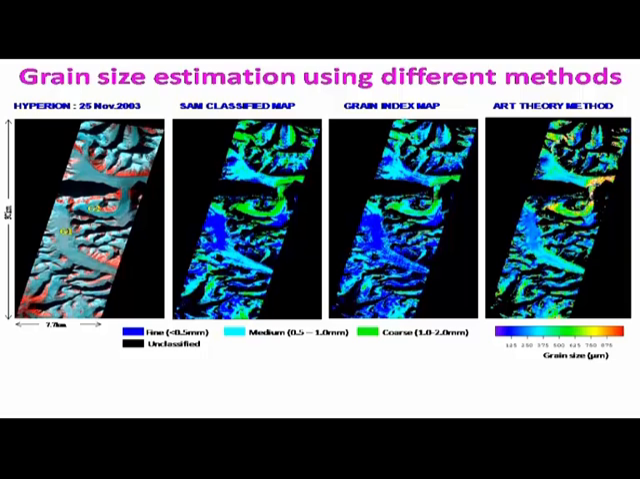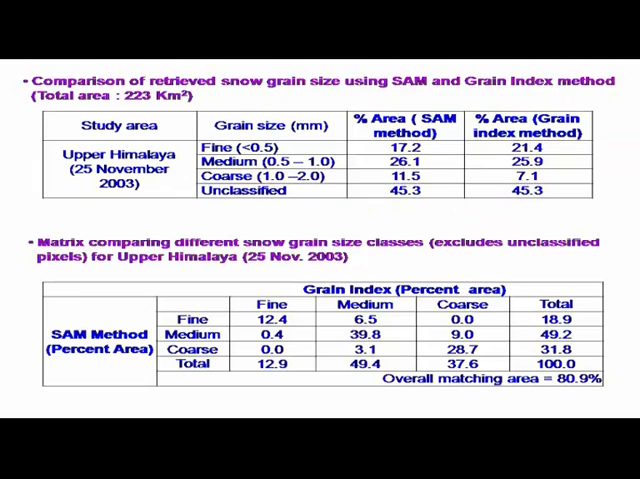Secondly, we compared the SAM classified map and the grain size map, and from this comparison we found there is a very good correlation between the different classes. Among these different classes, for the fine and for the medium, almost the same area is coming, and the unclassified areas were common in both classified maps. By this matrix comparison, we found the overall matching was also very good, around 80%, between the grain size retrieved using the SAM method and the grain index method.